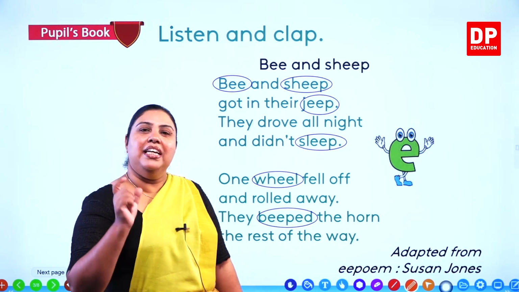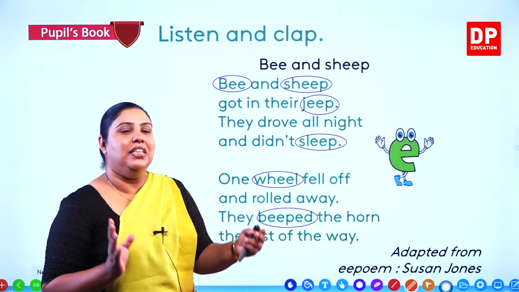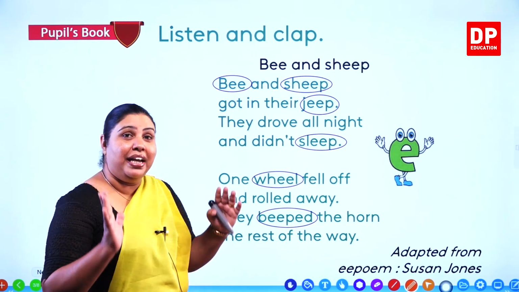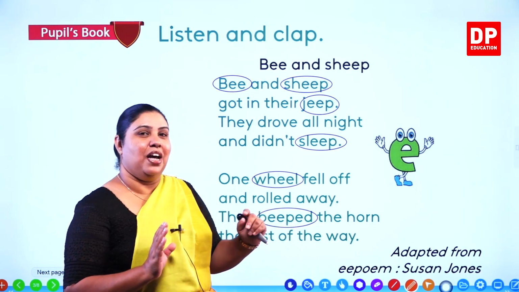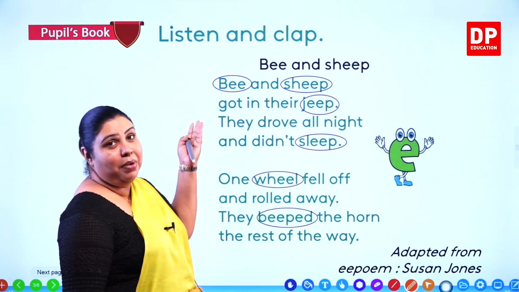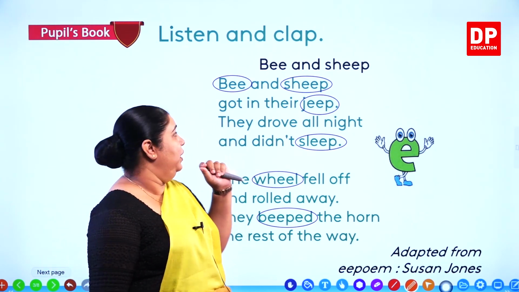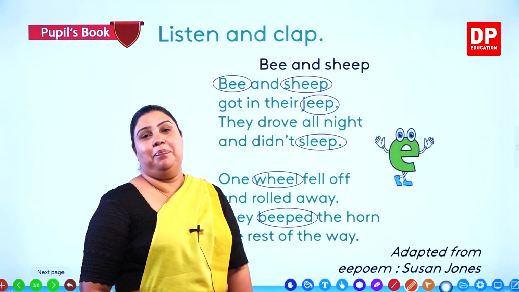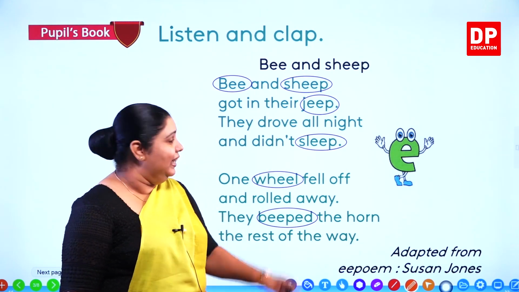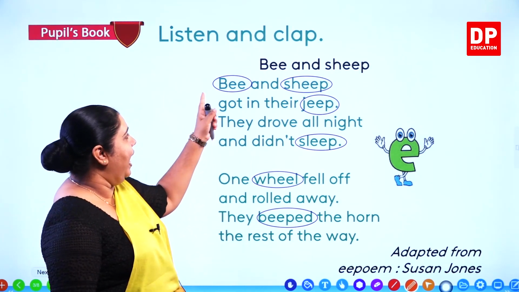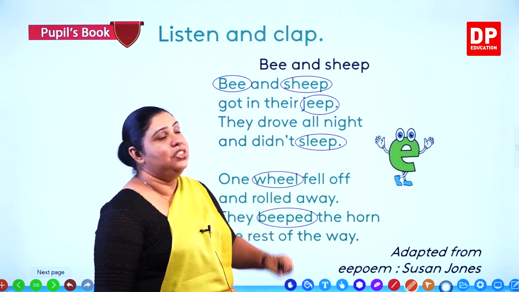A short, interesting poem. Now, what is it telling us? What is the poem telling us? Okay, while concentrating on the long E sound, we will see what it tells us. It is about a bee and a sheep, I told you. Bee and sheep got in their jeep. Can you see? They have circled the E words as well. Bee and sheep got in their jeep.